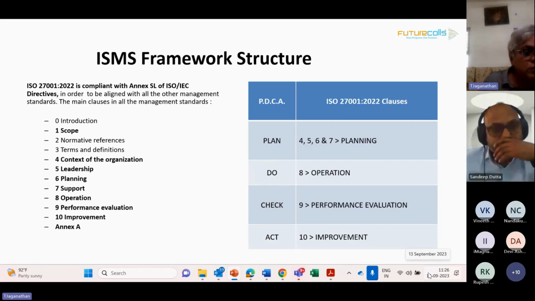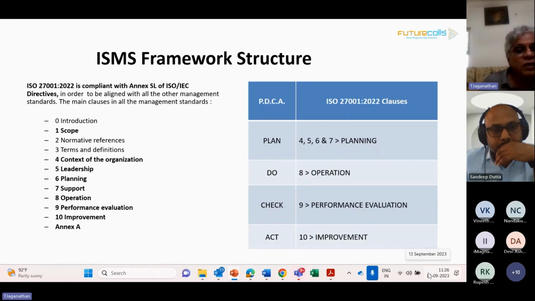0 is introduction. 1 is the scope. 2 is the normative reference. Normative reference means nothing, don't get afraid. If this standard takes reference links from other standards, then that will be included in the normative reference. So there is nothing to learn or practice about 0, 1, 2, 3. Practice starts from 4 only. So 4 to 10 is the practice.